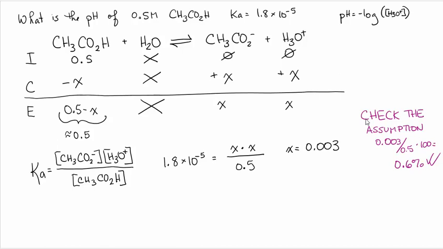Okay, so now we know what x is equal to, 0.003. All we're looking for is what is the pH of the solution. Well, the pH of the solution is the negative log of the hydronium ion. At equilibrium, the concentration of hydronium ion is 0.003. So now the pH of this solution is the negative log of 0.003. The negative log of 0.003 is 2.5.